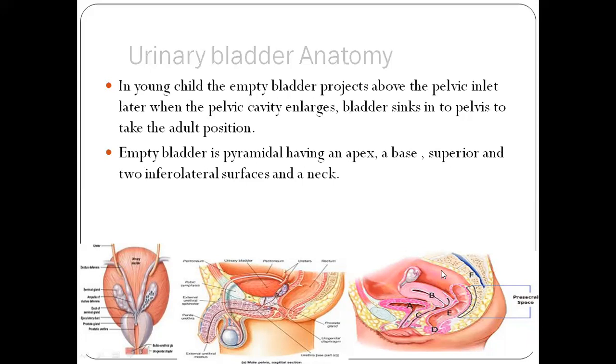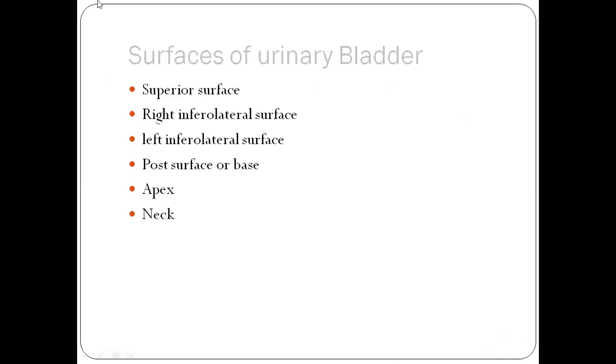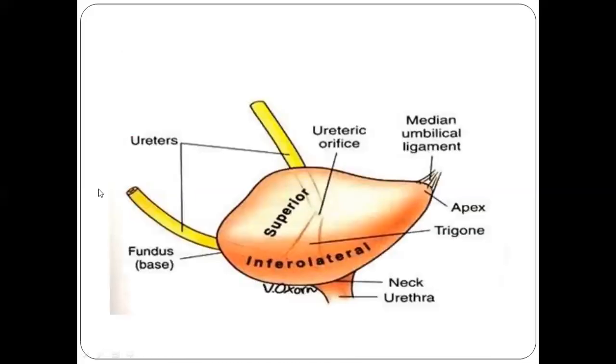This is a cross section of the female. This is a cross section of the male. So what are the surfaces of the urinary bladder? Superior surface, as we have discussed, the right inferolateral surface, the left inferolateral surface, the posterior surface or the base, the apex, and the neck. This is the superior surface. This is the base or the posterior surface. This is the apex, which is attached with the median umbilical ligament. This is the neck of the bladder, and from the neck the urethra emerges downward.